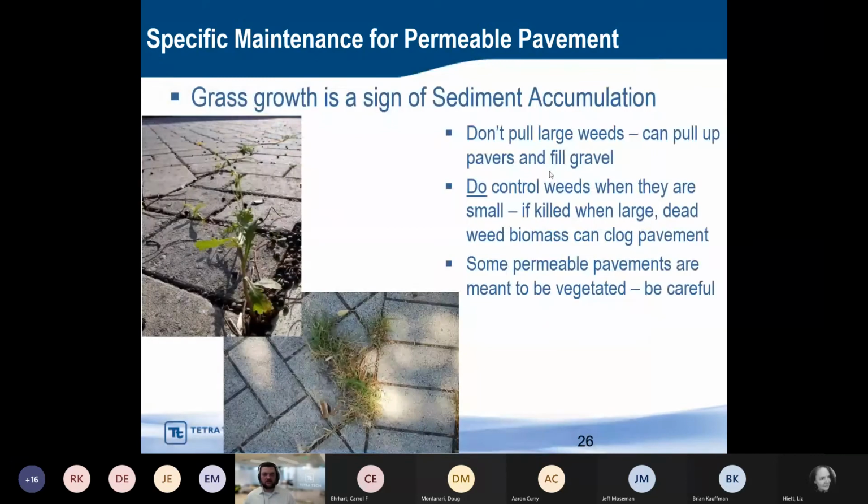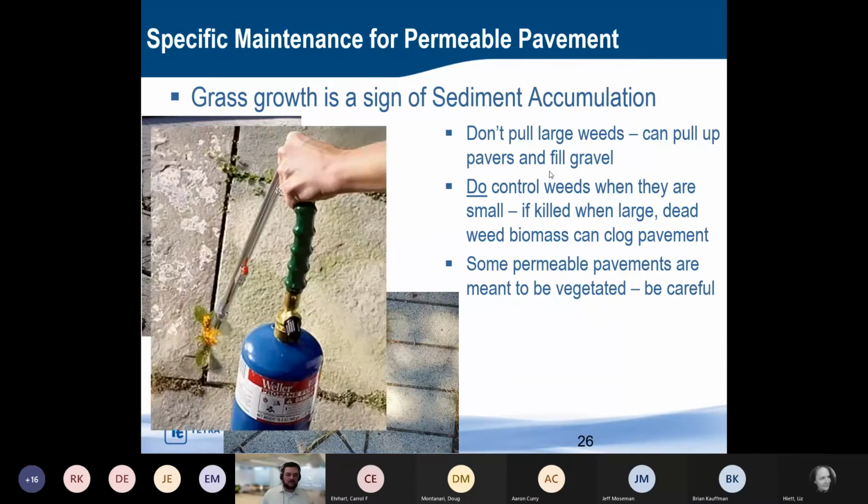Grass growth can be an issue in permeable pavement. That's a sign of sediment accumulation, but we recommend not pulling those because the weeds and the roots, if they get down deep enough, can disturb the subgrade of the permeable pavement. And so this becomes my most favorite maintenance approach. We actually recommend that you burn them.